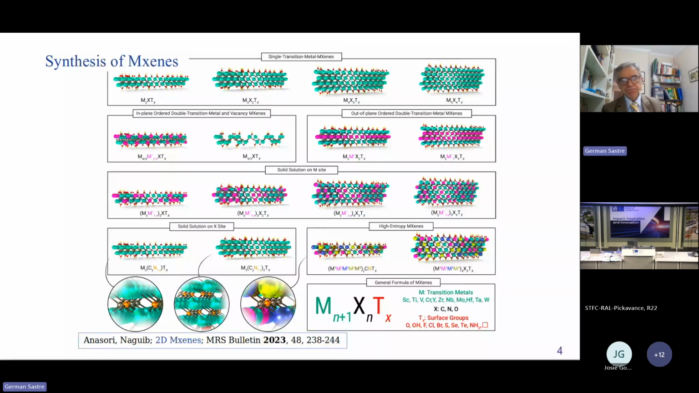And then the number of variants for the synthesis is really large, and this affects the number of layers that are delaminated and also the morphology of layers. So these are really very tunable materials, and the family is large not only because of the chemical composition, but also because of the morphology and the properties of the termination atoms.